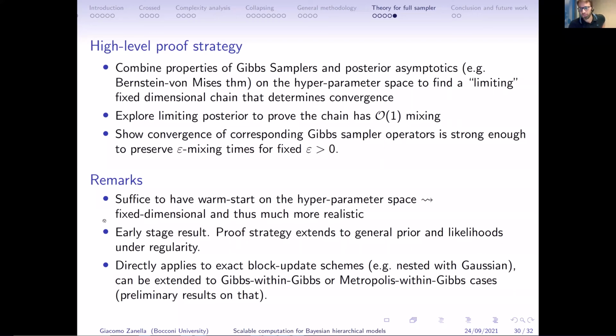As I said, we expect the proof strategy to extend beyond Gaussian likelihoods. And this result directly applies to the case where you do a full block update, for example, in the nested case with belief propagation or sparse linear algebra of the high dimensional regressors. In the case where you have a Gibbs within Gibbs or Metropolis within Gibbs scheme, you would need to glue this result together with the fact that doing Metropolis within Gibbs doesn't deteriorate the order 1 mixing. And we're working on that at the moment.